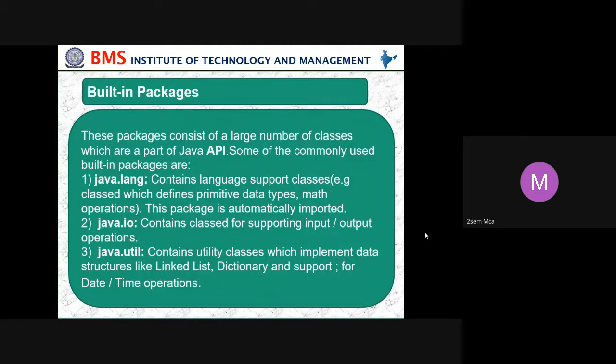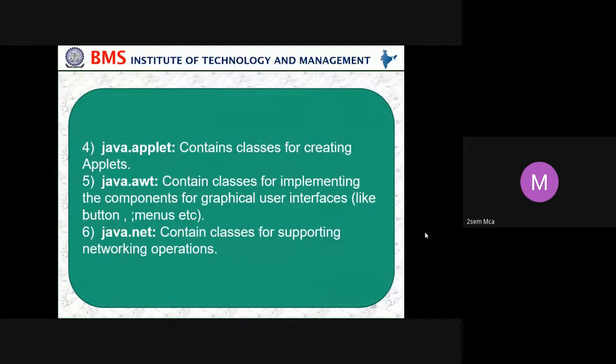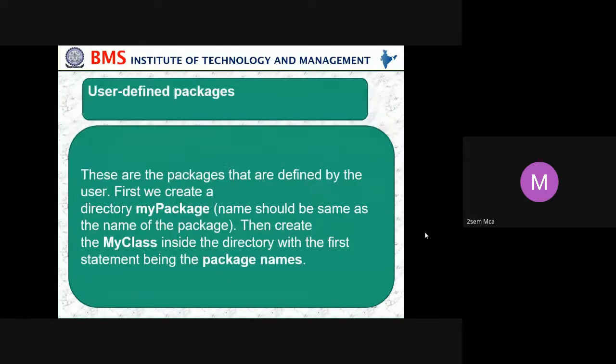Next are built-in packages, similar to user defined ones. These are developed already by the Java compiler developers, who felt that these are frequently used packages. They provide many built-in packages, that is java.lang, java.io, java.util, java.applet, java.awt, java.net. Like this, there are many other built-in packages which we can use in our programming or in any project. Just now I showed you the program for how to define a package.